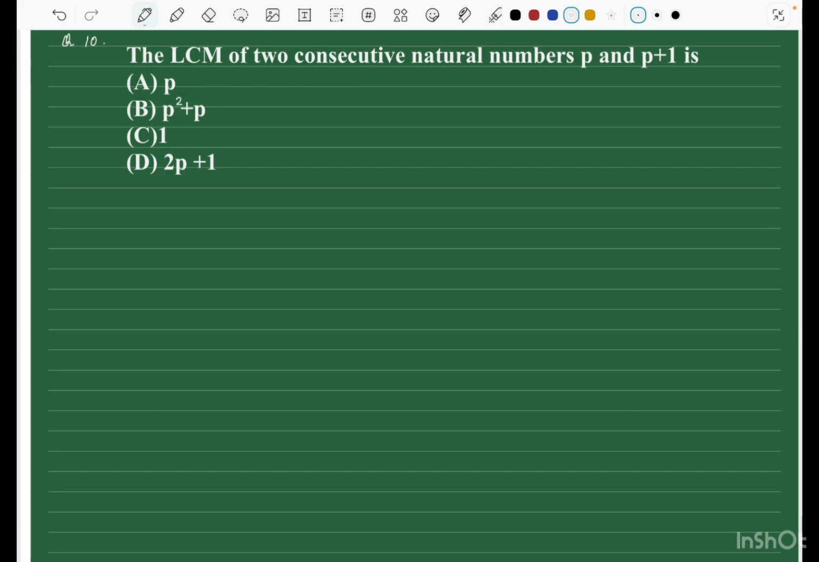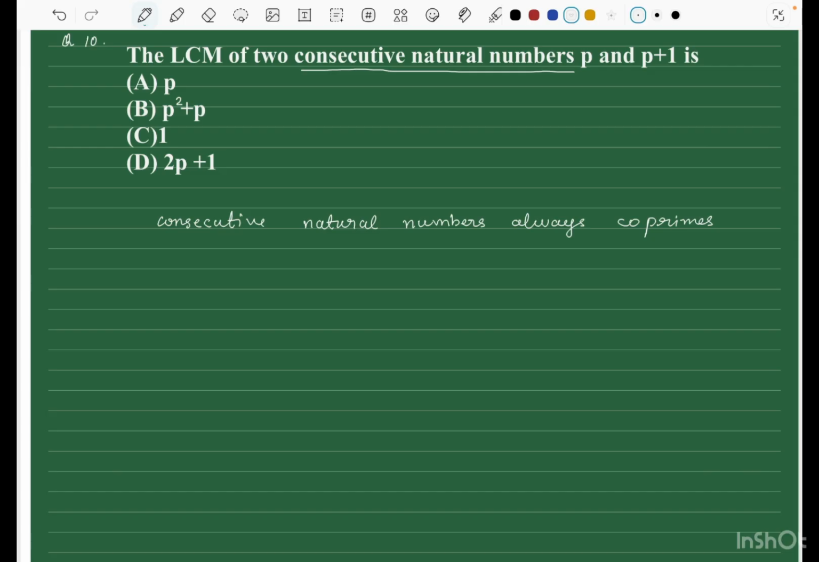Question number 10. The LCM of two consecutive natural numbers p and p plus 1 is: option A, p. Option B, p square plus p. Option C, 1. Option D, 2p plus 1. We have given two consecutive natural numbers.